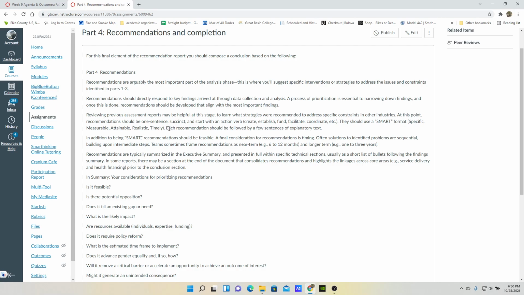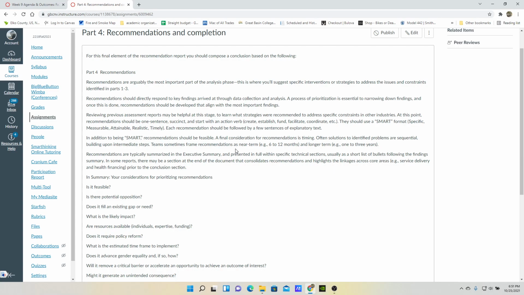Teams, you can also decide as a team to sometimes frame recommendations like a team would for near-term or long-term goals. So if you're thinking about your recommendation, think about how that might require a team to make it happen and what that timetable might look like. Recommendations are typically summarized again in the executive summary and presented in full within specific technical sections, which we're already talking about in this fourth part. So we're trying to keep this simple by making it 4 parts.